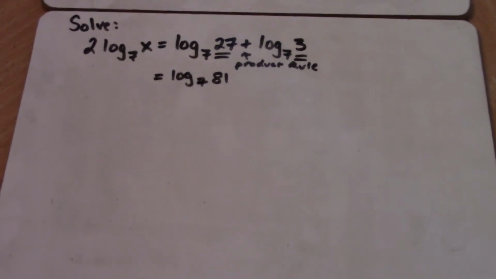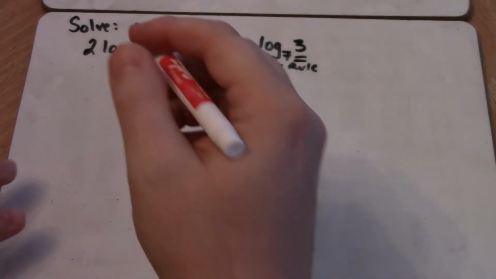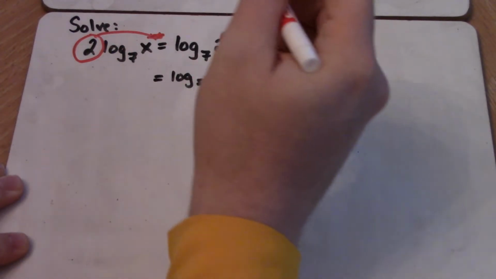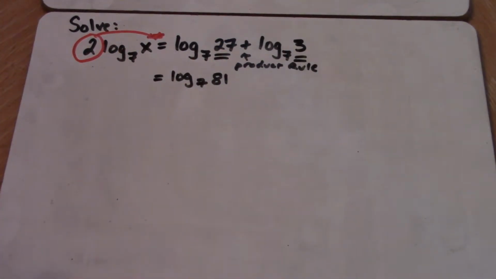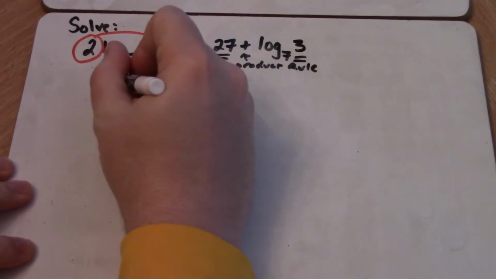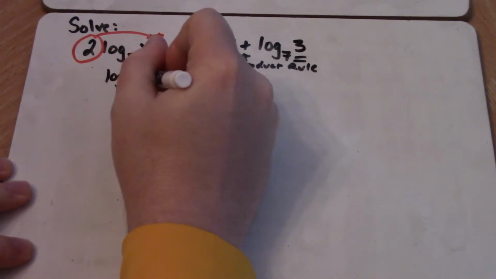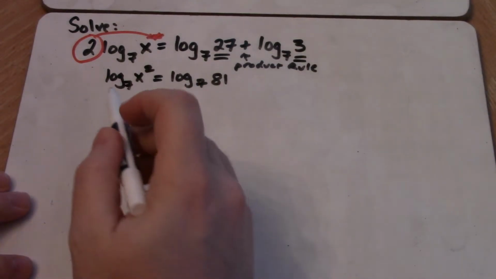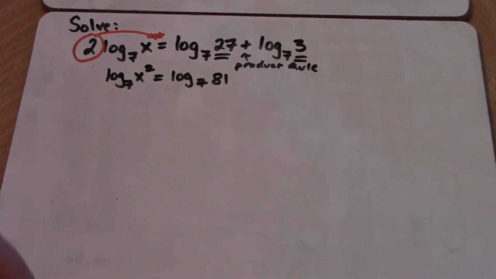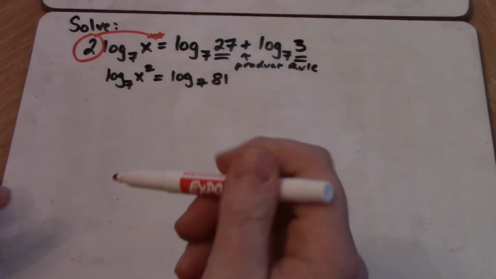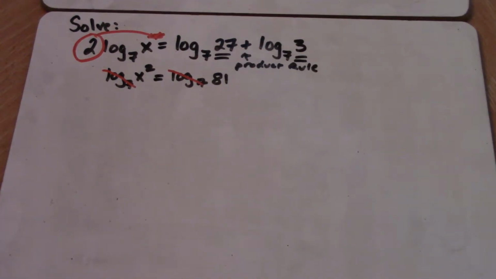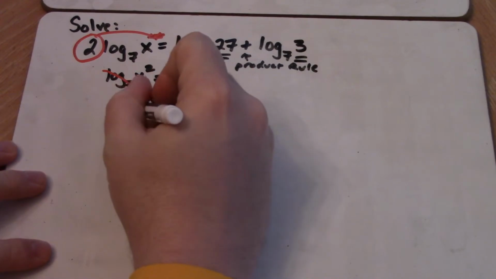On the other side, we have to take the 2 and use our power rule to place it up on x squared as an exponent. So on that side, we would have log base 7 of x squared. Now at this point we have one logarithm on each side. Those logarithms were both base 7 logarithms. What that allows us to do is state that we can just basically drop those logarithms. That means that x squared has to equal 81.